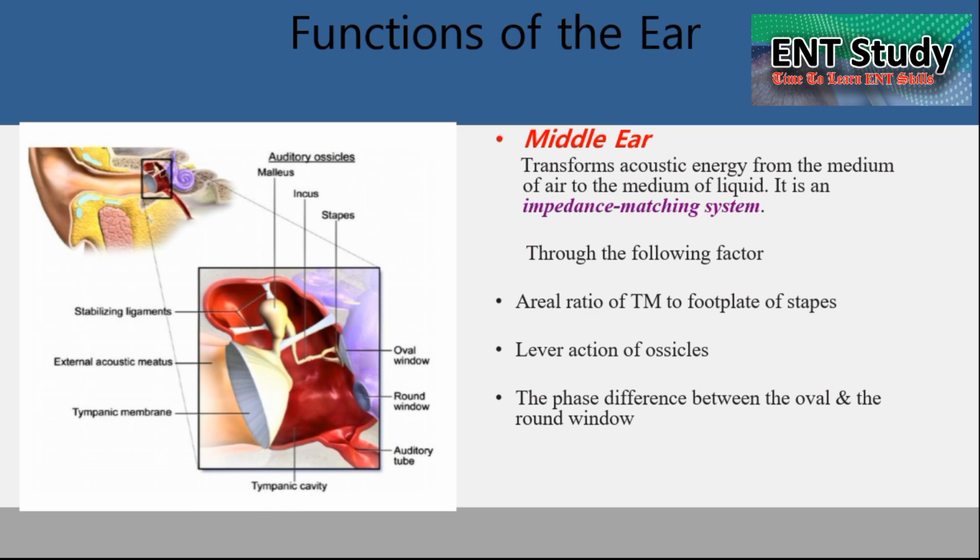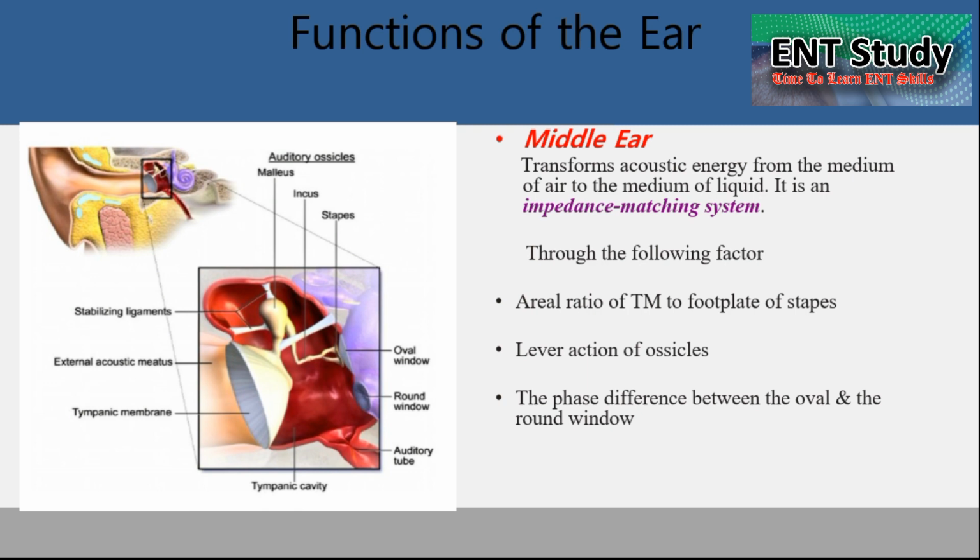The middle ear transfers the acoustic energy from the medium of air, which is a medium of high velocity, low resistance, to the medium of fluid, which is a medium of low velocity, high resistance. So it is organized and structured in such a way to combat this resistance. This is known as the impedance matching system.